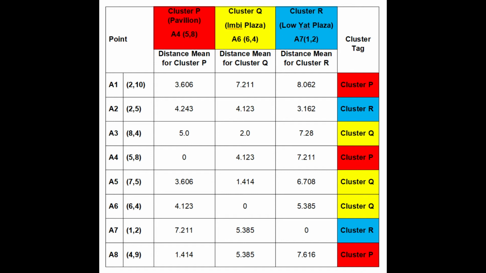So for point A2, the cluster tag is cluster R. For point A3 is cluster Q. Point A4 is cluster P. Point A5 and A6 is cluster Q. Point A7 is cluster R, and point A8 is cluster P.